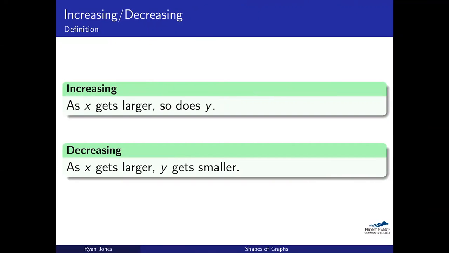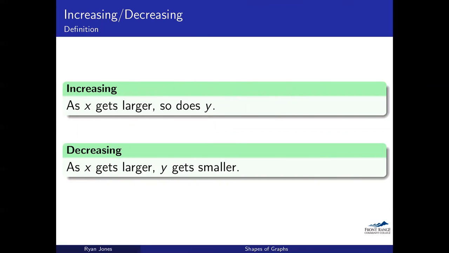I'll list two ways to state this. One is simple: as x gets larger, so does y. You could think on a graph, as you move from left to right, your function should go up. So as x gets bigger, so does y. Obviously, you could flip that around. You could say if x gets smaller, y also gets smaller. But this is our better way of looking at it. Decreasing: as x gets larger, y gets smaller. That's just a decreasing function, kind of the opposite of increasing.